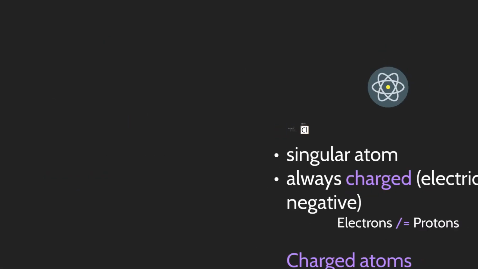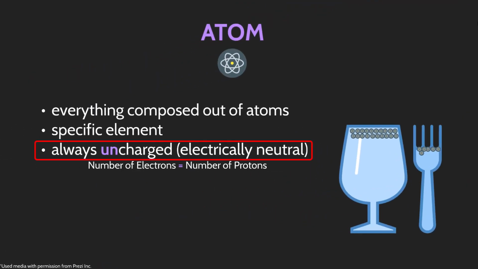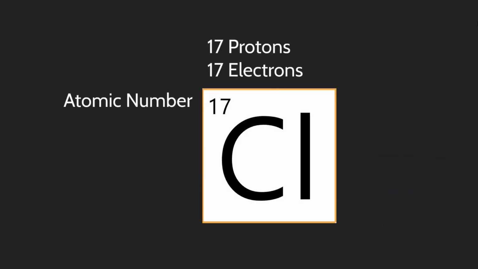And there is. Atoms are always uncharged. That means they have as many electrons as protons. For example, a chlorine atom has 17 protons and 17 electrons. You get this information in the upper left corner from the atomic number. Remember, if we have an atom, it is uncharged.